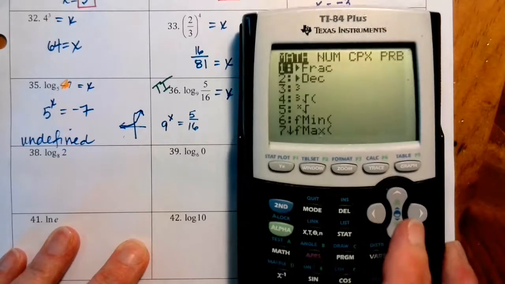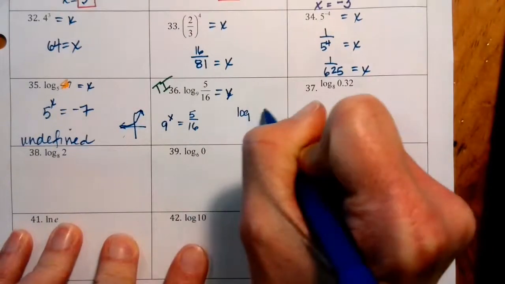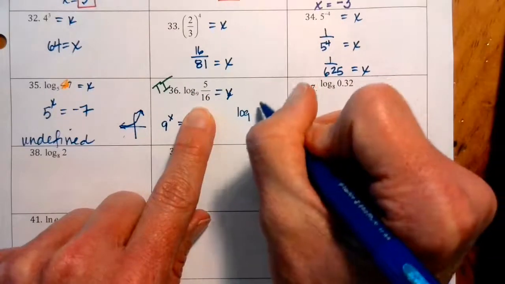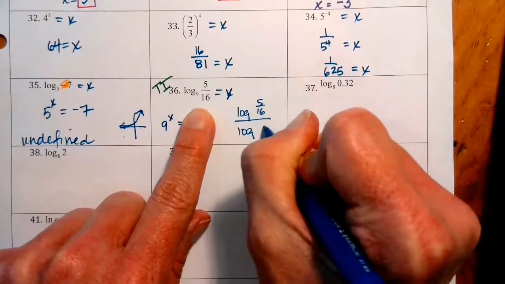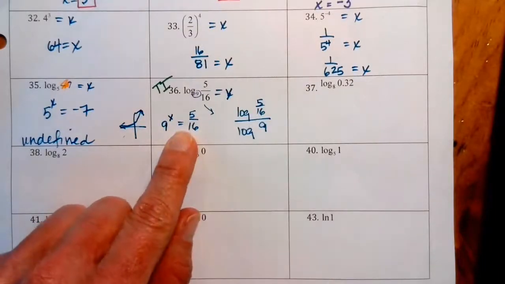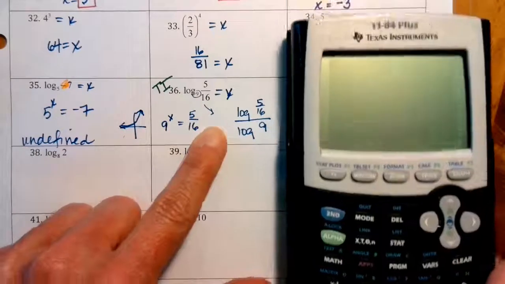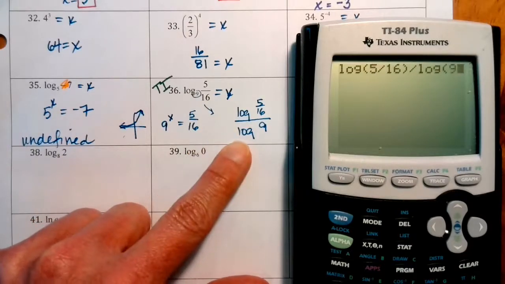And I have my old one, which means I have to do the change of base formula. So I'm going to do the log base 10. And remember, we're back to this formula: the log base 10 of 5/16 over the log base 10 of 9. My change of base formula, this base, remember, goes to the bottom. So when I type this into the calculator, it's going to look like this. I want the log of 5 divided by 16, and that's going to be divided by the log of 9.